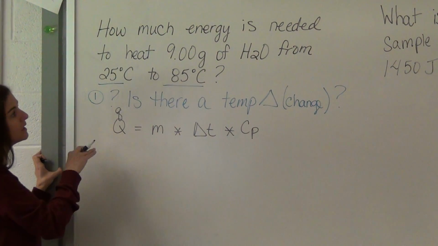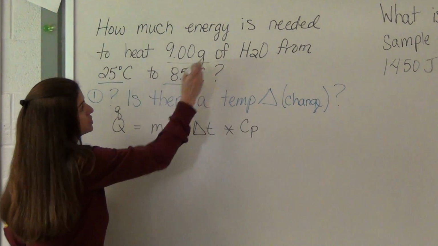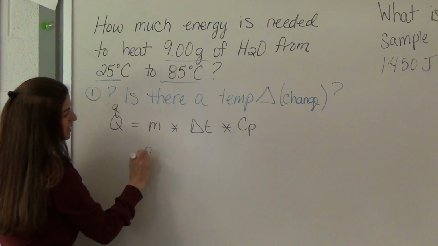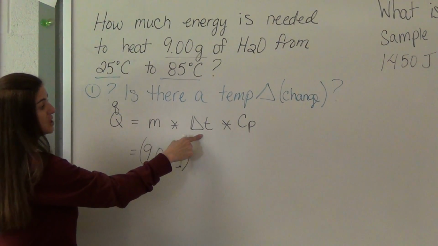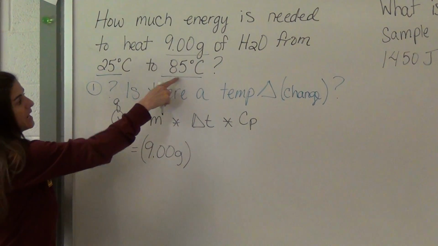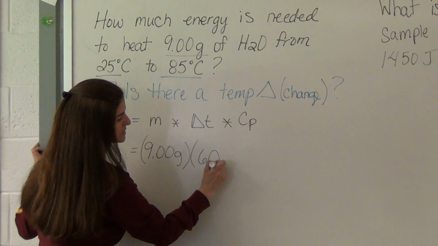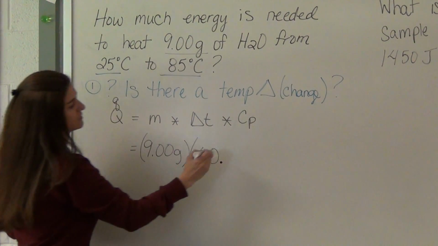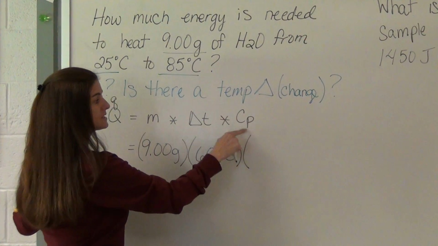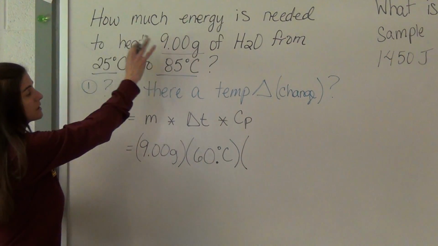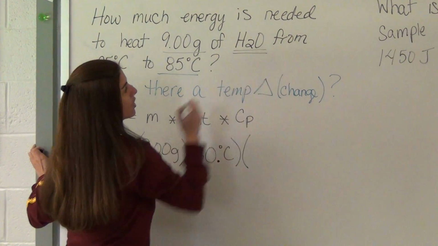So let's see, do we have all the information? Do we have mass? In this case we do, so we can put 9.00 grams. Do we have a change in temperature? Well, 25 to 85, so we can subtract that. And I'm going to put 60. I'm going to put a decimal point there because we've got two significant figures, degrees Celsius. And then this is going to be specific heat. But if we look at the problem, we don't have a specific heat. But we do know that it's water.